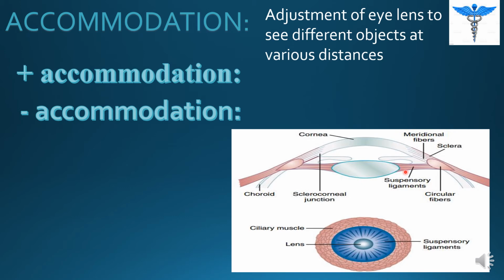Here you can see this is the suspensory ligament, this is the lens, and these are the two fibers of the ciliary muscles.